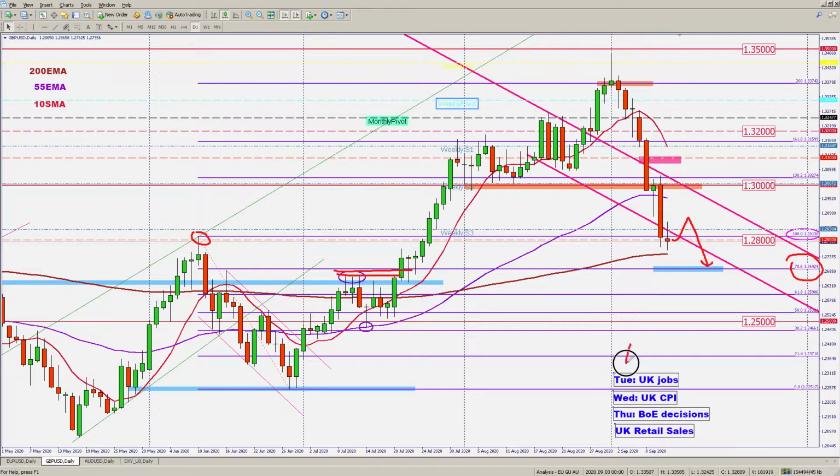There's a lot of news this week, but the major one is on Thursday with the Bank of England announcing their rate decisions and monetary policy decisions as well. So there's a lot of opportunity and volatility this week for the sterling pairs. On top of that, there's also the US FOMC, late night on Wednesday.